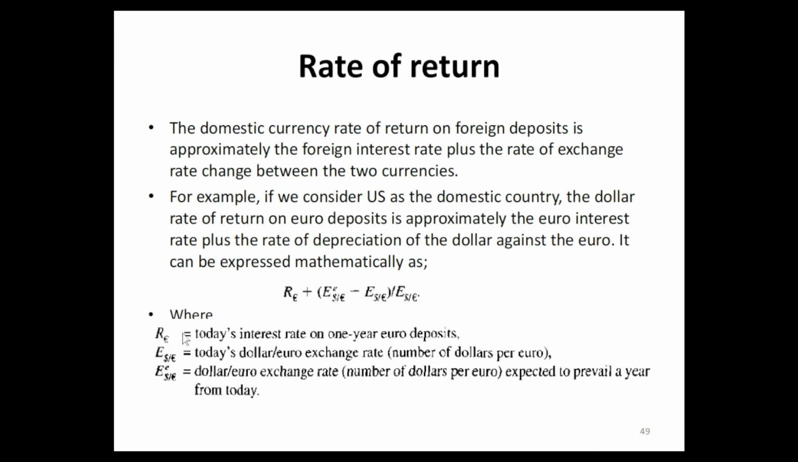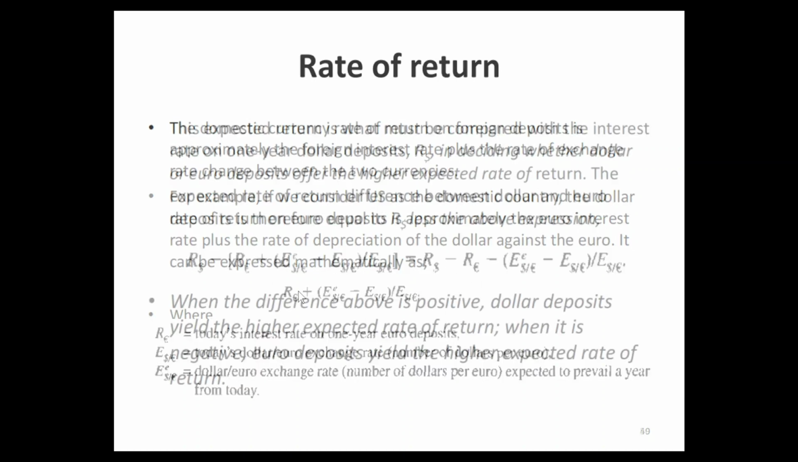So where R_E is today's interest rate on a 1-year euro deposit, this much is today's dollar per euro exchange rate, the number of dollars per euro, and this is the number of dollars per euro expected to prevail a year from today. On this formula we can compute the rate of return, meaning how much return we get.